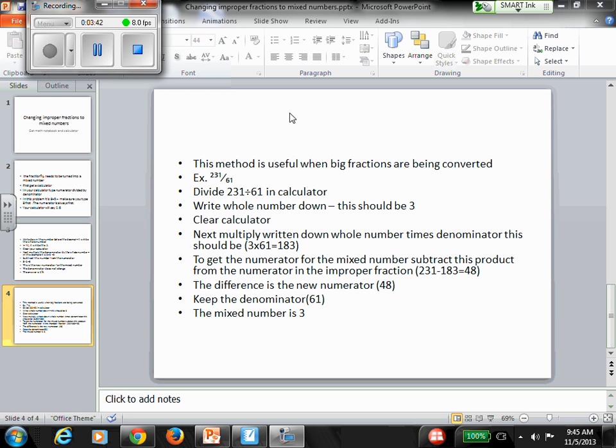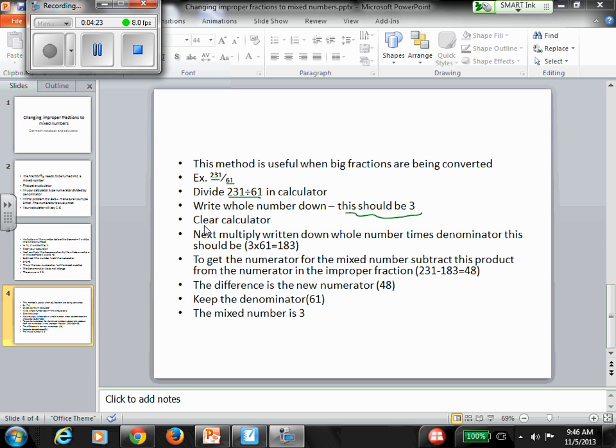For example, if you have 231 over 61. To follow this method, we clear out our calculator. We divide the numerator, always first, 231 divided by 61 into your calculator. Make sure you do the numerator first. You write down the whole number, which is the number to the left of your decimals, or we can say in front of the decimal. This number should be your 3. So you have a 3 down. That will be your whole number.